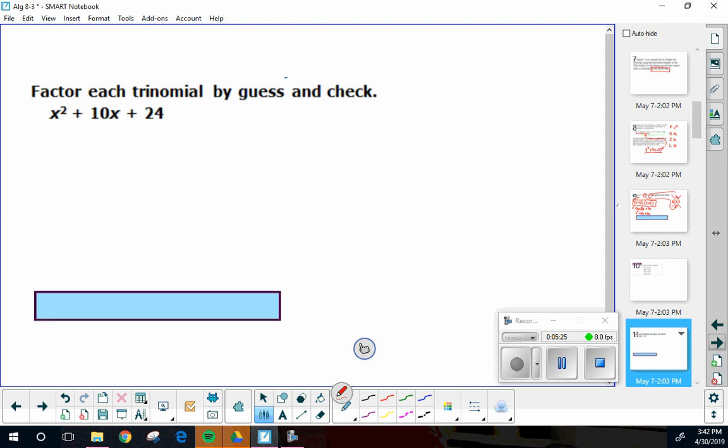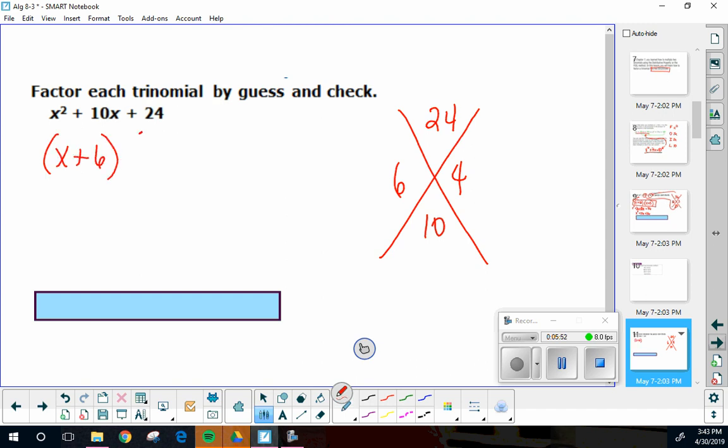Remember, FOIL. So let's try this next one. The 24 goes in the top, and the 10 goes in the bottom. So I need two numbers that when you multiply them together, you get 24, and when you add them together, you get 10. And those numbers are 6 and 4. So when you factor this out, it would be x plus 6, and then x plus 4.